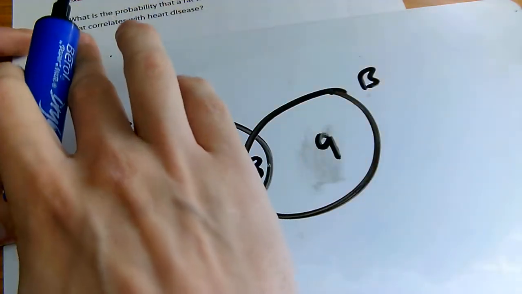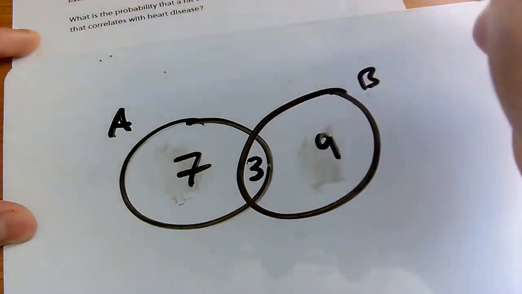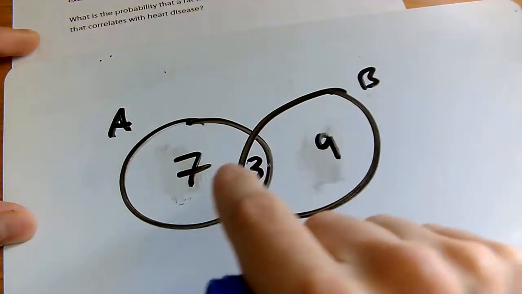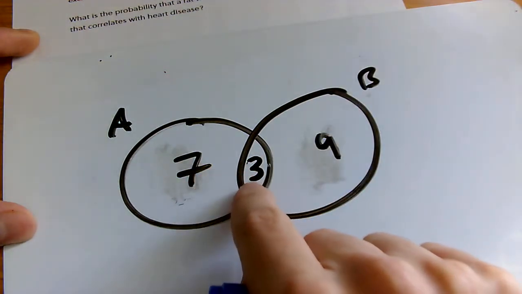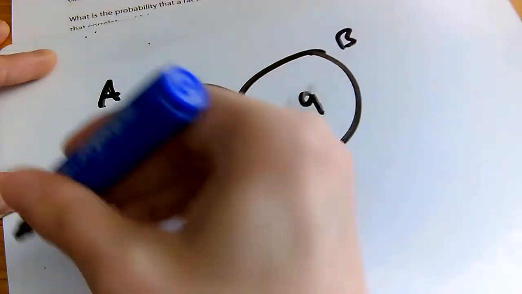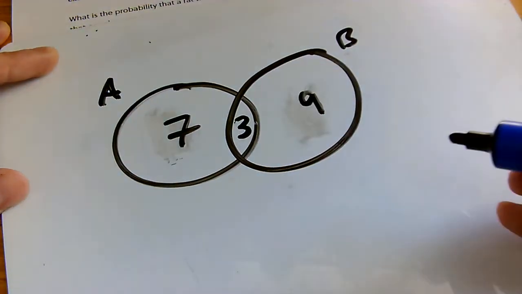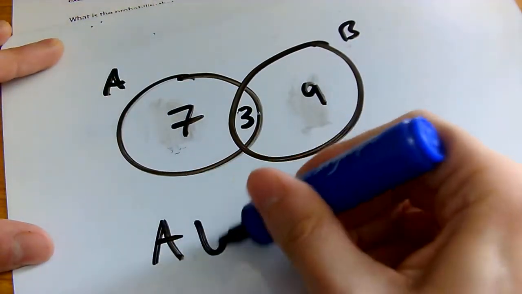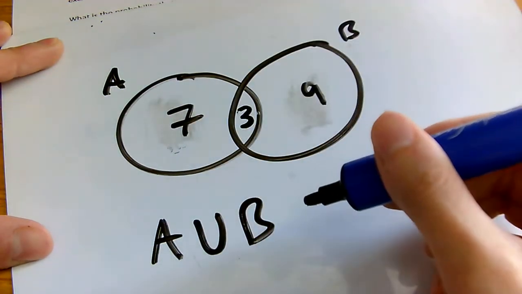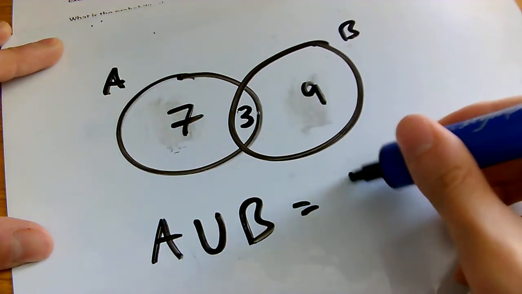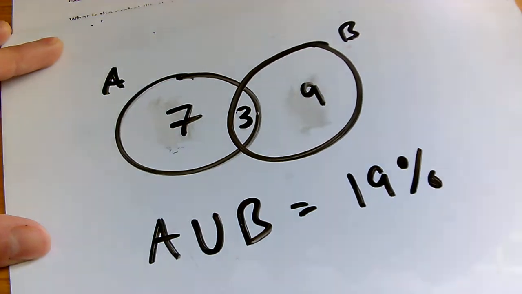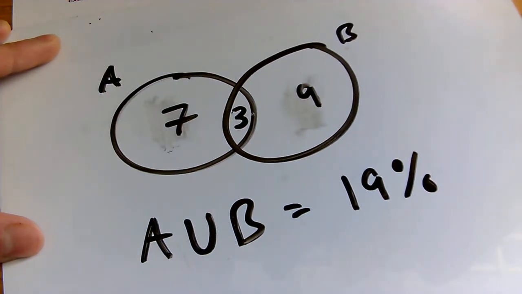But we're actually asked here, what's the probability that a rat would have at least one of the genes? Well, that's these 7%, these 3, and these 9. So I'm just adding these up. That would be called the union, by the way. Adding everything in the circles up. And that's going to be 19%. So that's the answer to this question.